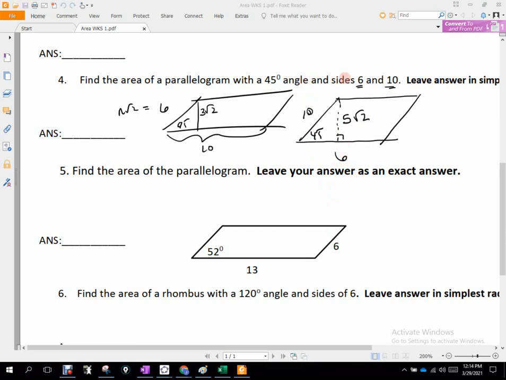So I don't need to give you a picture here when I say sides are 6 and 10. You could have made that 10 and this 6, or this 6 and that 10. It will impact what the size of the height or the altitude is, but the product is still going to be the same.